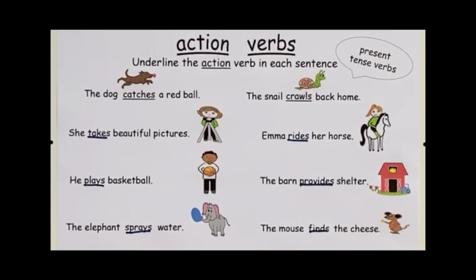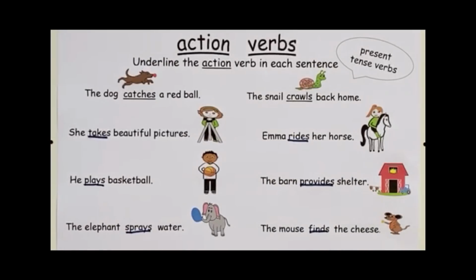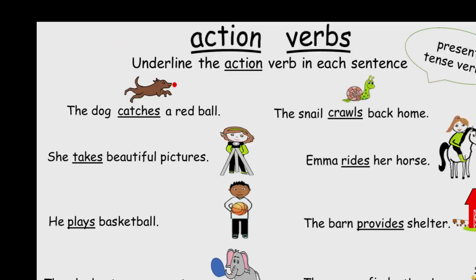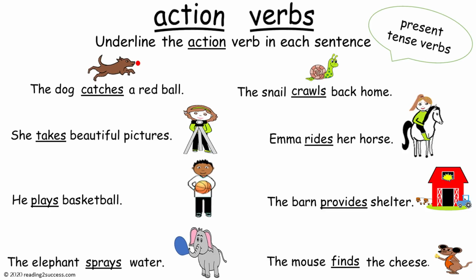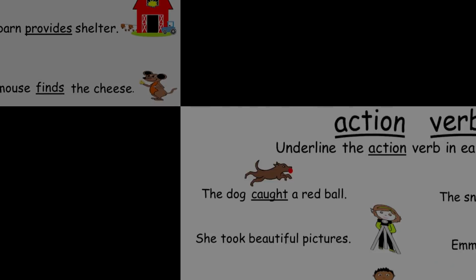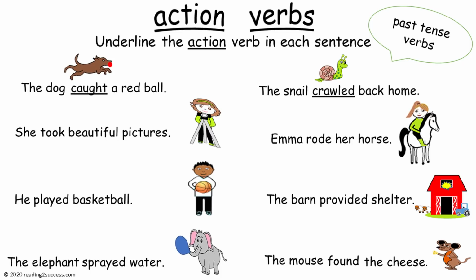So our present tense action verbs are takes, plays, sprays, rides, provides, and finds. And this is a completed example. Now we are going to look at the same sentences, but this time they have the past tense verbs.